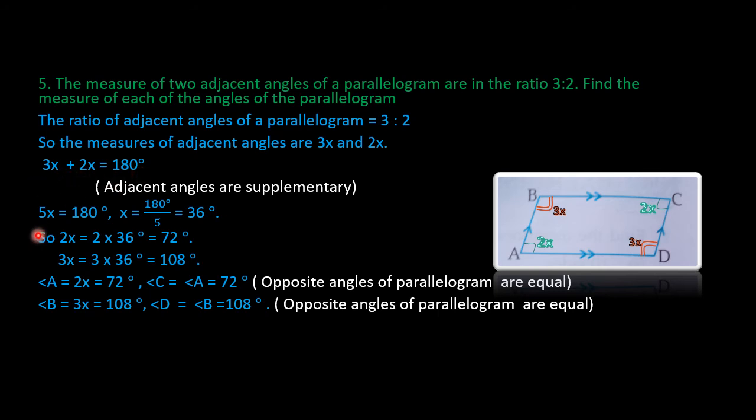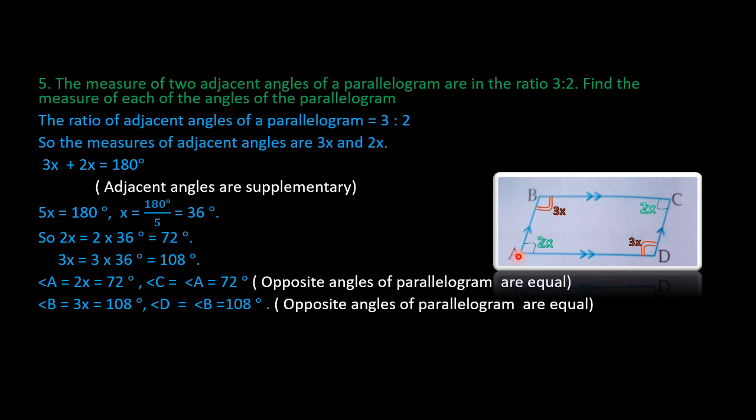And adding, we get 5x. 5x equal to 180 degrees. Therefore x equal to 180 degrees divided by 5 is equal to 36 degrees. And we got the measure of x as 36 degrees. So we have to find 2x and 3x for finding the measurement of these angles. So 2x equal to 2 into 36 degrees equal to 72 degrees. And 3x equal to 3 into 36 degrees equal to 108 degrees. So we got 2x as 72 degrees and 3x as 108 degrees.